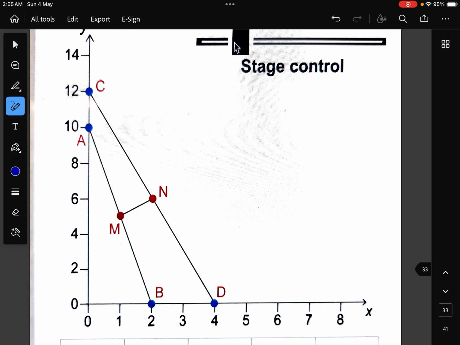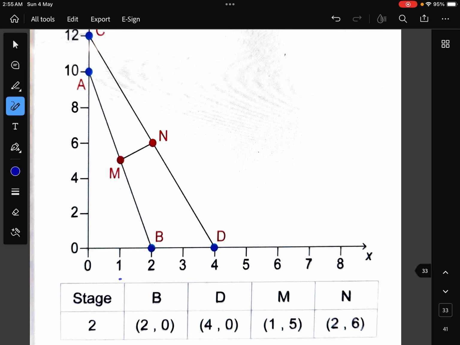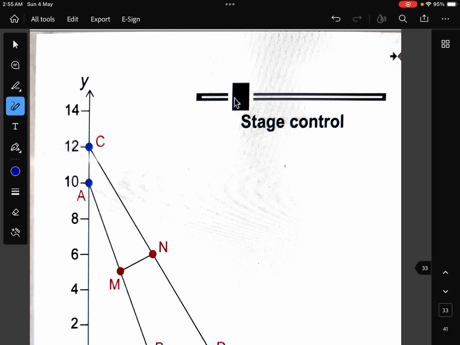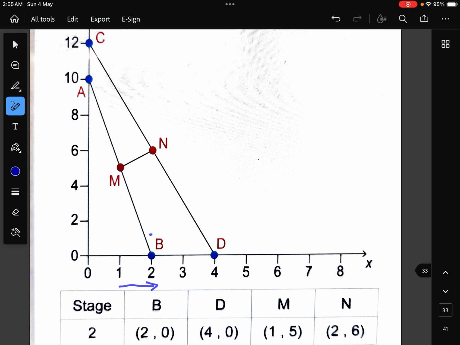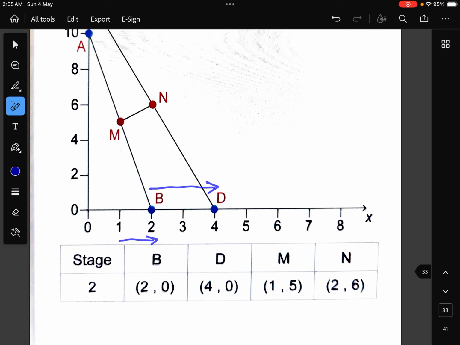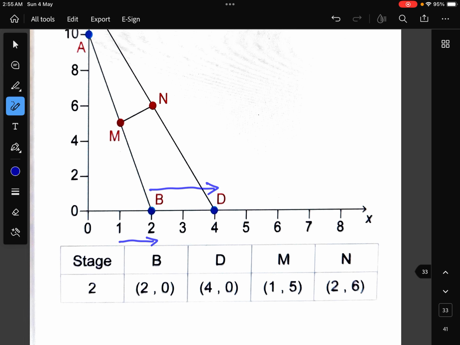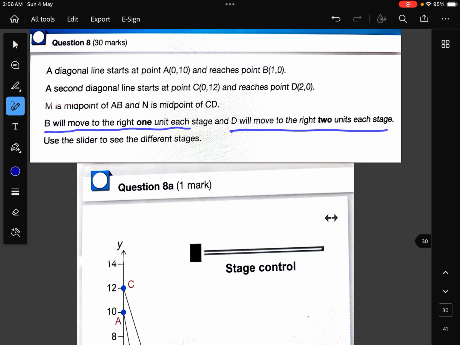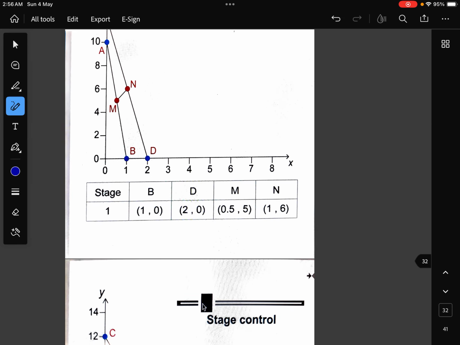Now look at stage 2. The B point has moved 1 step, and D has moved 2 steps, so it becomes (2, 0) and (4, 0). Then you could obviously find the coordinates of M and N, because remember, M is just simply the midpoint of AB, and N is the midpoint of CD. So generally this is how it goes.